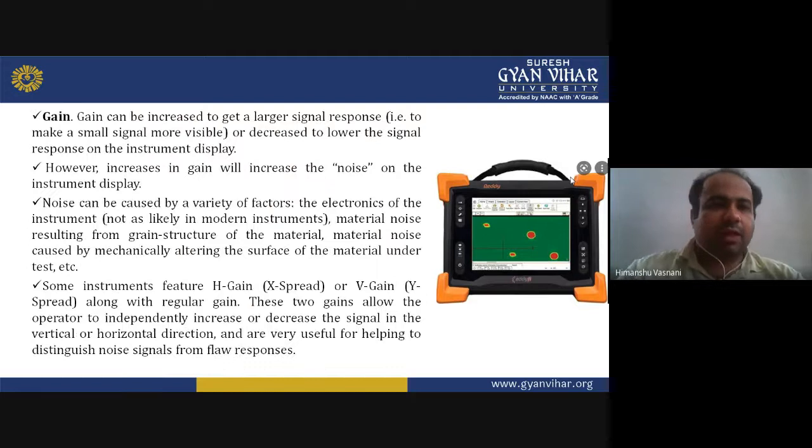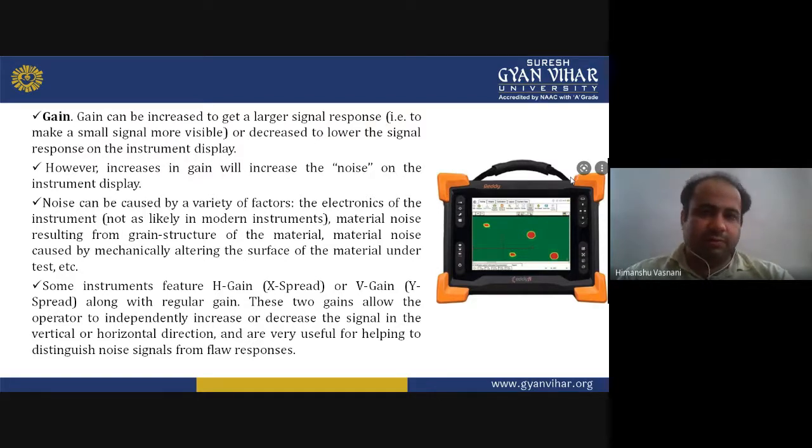Now gain, which is also a very important parameter that we should consider. The gain can be increased to get a larger signal response, that is to make a small signal more visible, or decreased to lower the signal response on an instrument display. However, an increase in gain will increase the noise on the instrument display, and noise can be caused by a variety of factors like the electronics of the instrument, material noise resulting from grain structure of the material, and noise caused by mechanically altering the surface of the material under test. So noise can be formed by various factors.